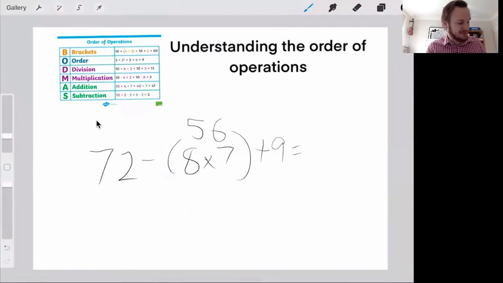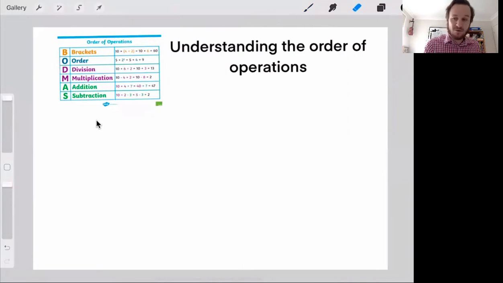Now I can do it in my head, but if you needed to write it down, you can do that too. So now you just go 72, take away 56 equals 16. And then 16 plus 9 equals 25. It's very, very important that you solve those brackets first, okay? Let's try one more, okay?